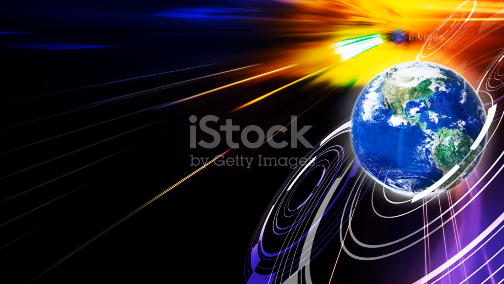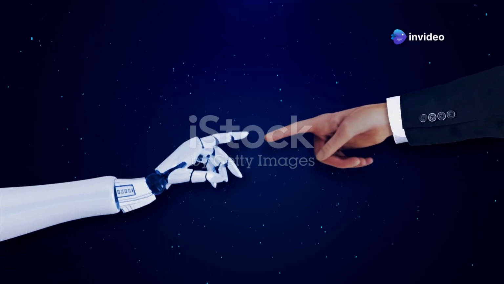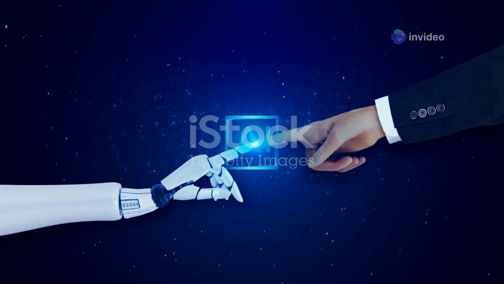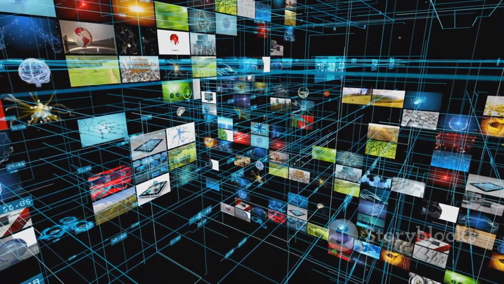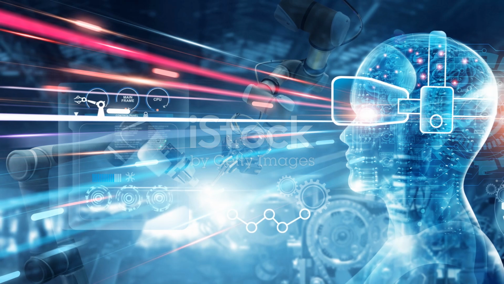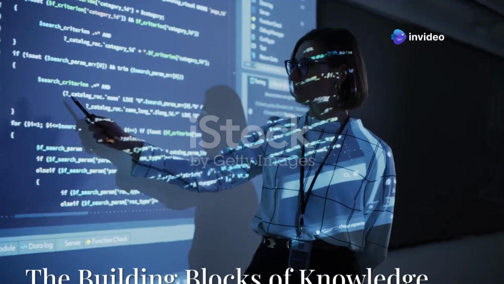In essence, ontologies are powerful tools. They bridge the gap between human understanding and machine comprehension. They allow us to represent knowledge in a way that is both meaningful and machine-processable. This opens up a world of possibilities for building smarter and more intelligent systems.